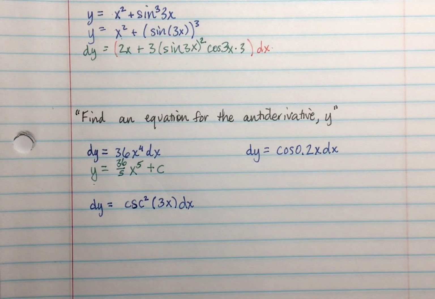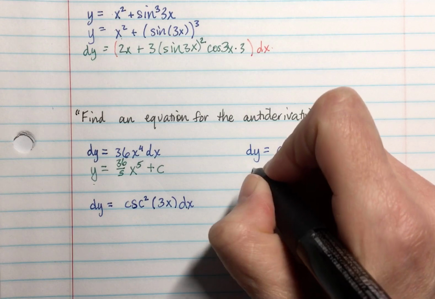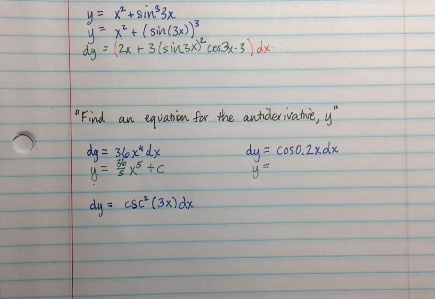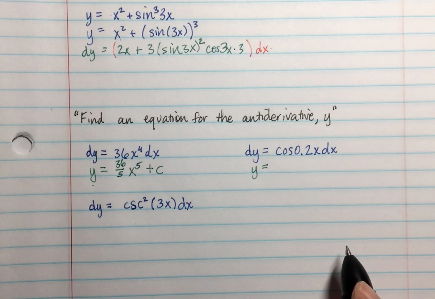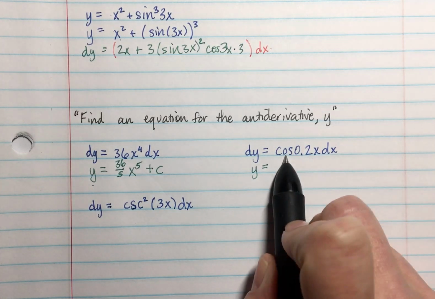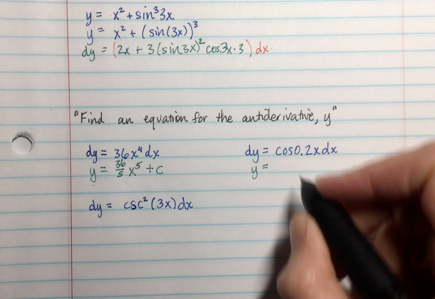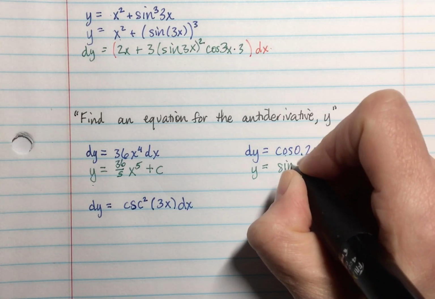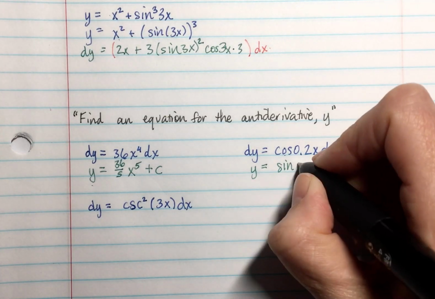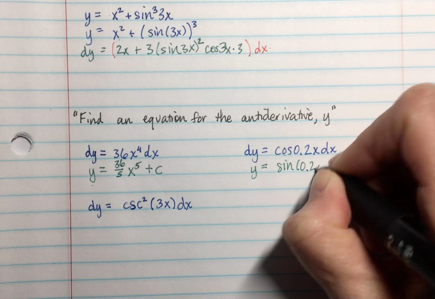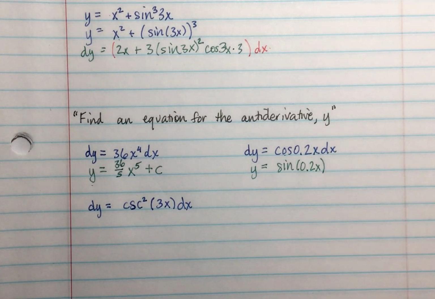Okay, dy equals cosine 0.2x dx. So I have y. And remember, when you're doing these antiderivatives, you say, what has a derivative of cosine? Well, sine does. And then remembering the chain rule, do insides change? No, they never change. I would have a 0.2x not changing there, because remember that is technically a parentheses there.